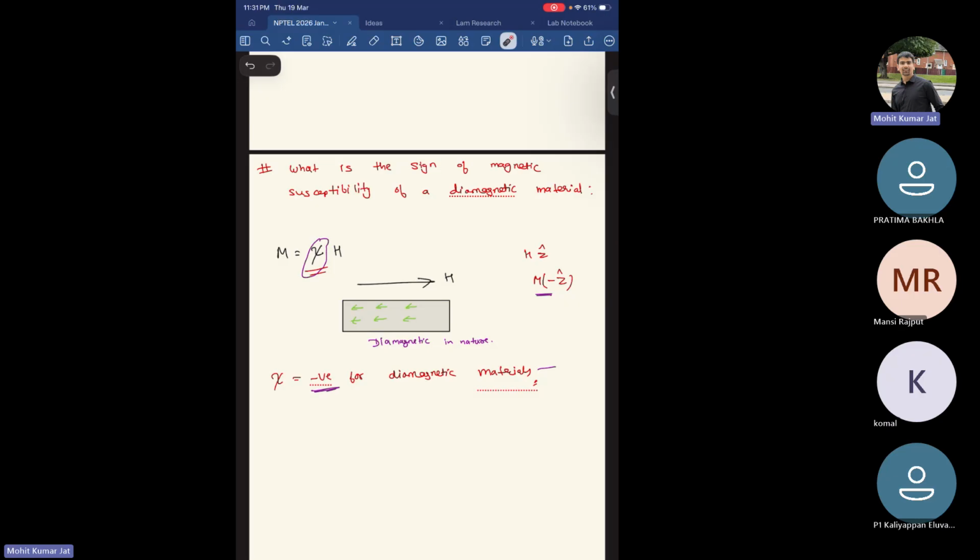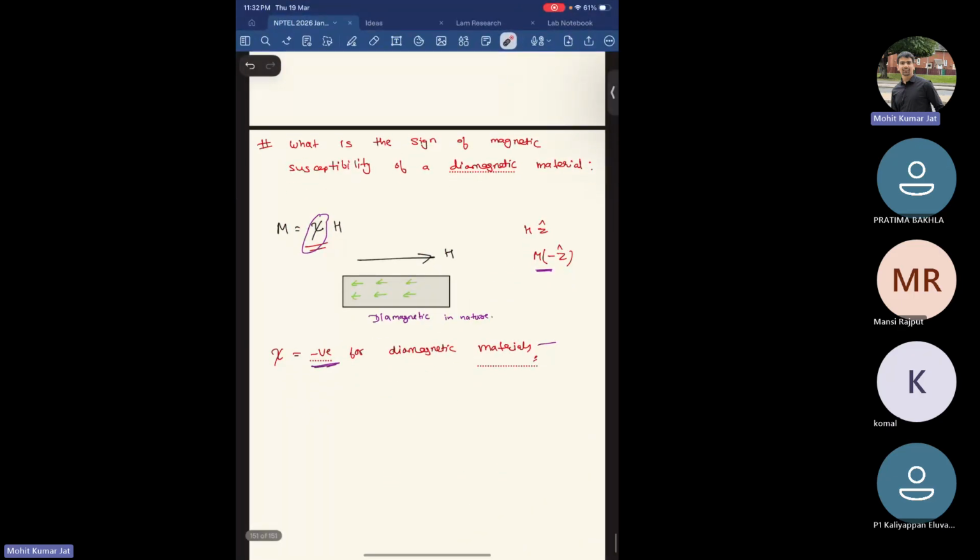So, just a quick recap over the last question. What is the magnetic susceptibility? As I was saying, if you apply a magnetic field H in the plus Z direction, then in the diamagnetic material you will have a magnetization in the opposite, minus Z direction. So the relation between the magnetization and the magnetic field is given by chi, which is the magnetic susceptibility, and for a diamagnetic material, the susceptibility is negative.